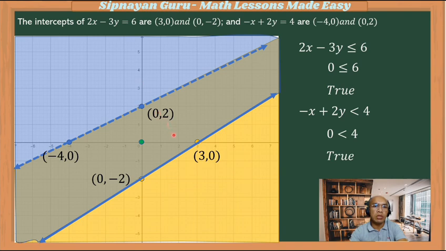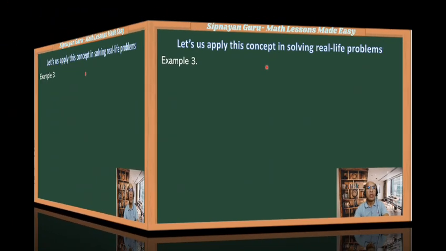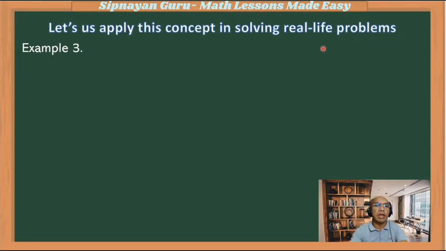Where do these regions of the solution set overlap? So this is the solution set of this given system of inequalities in two variables. So let's apply this concept in solving some real-life problems.